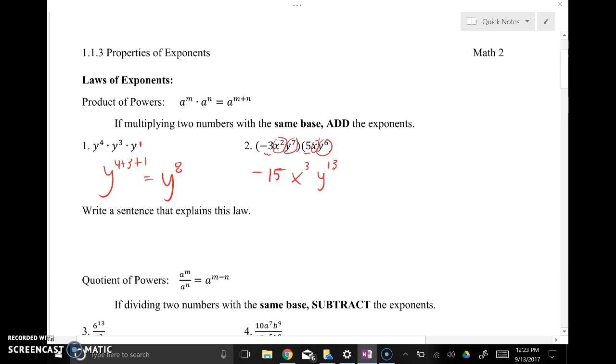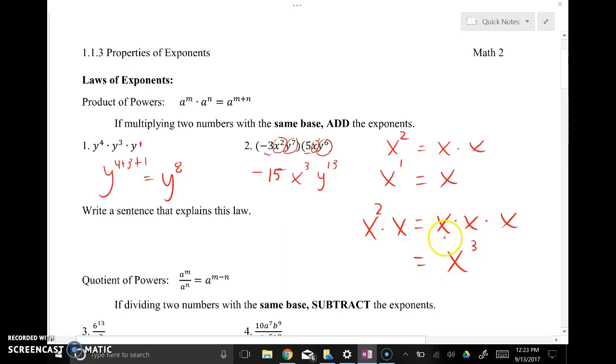Okay? So a quick explanation on why that is. If I have x squared, that is x times x. And if I have x to the first, that's just x. So x squared times x to the first is x times x times x. Well, x times x times x is x to the third power. So instead of having to write all these things out, the number here is matching the number here once I add them together. So I'm able to use that rule without having to write everything out. So there's your justification for our product of powers rule.